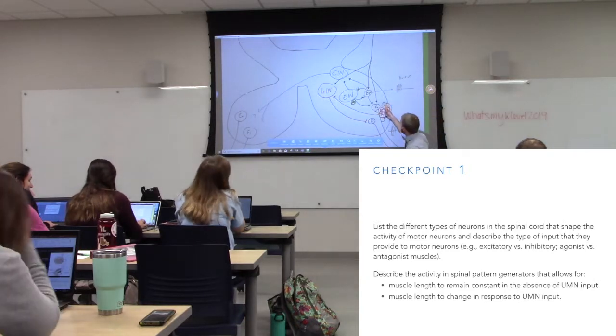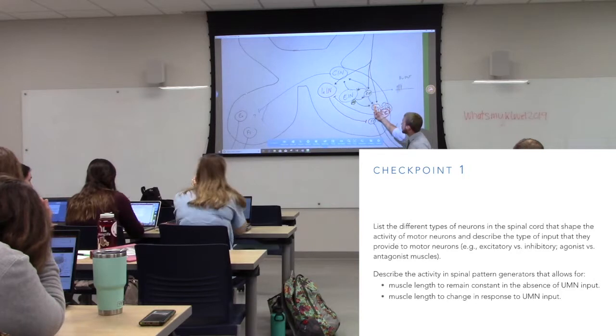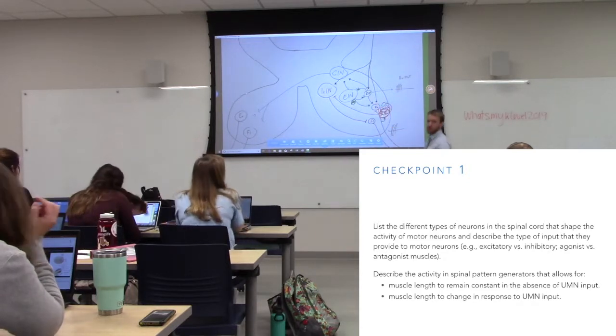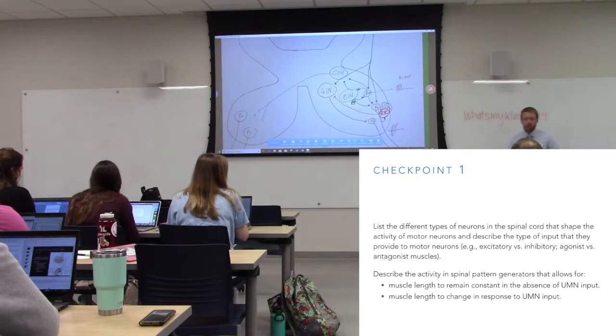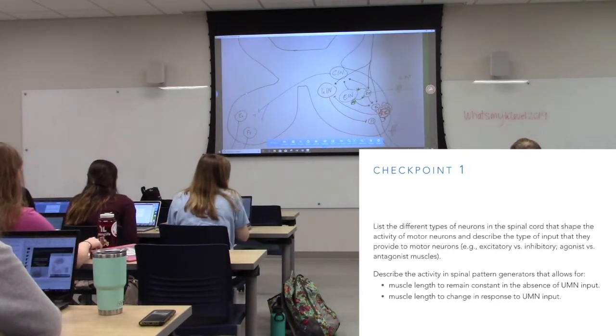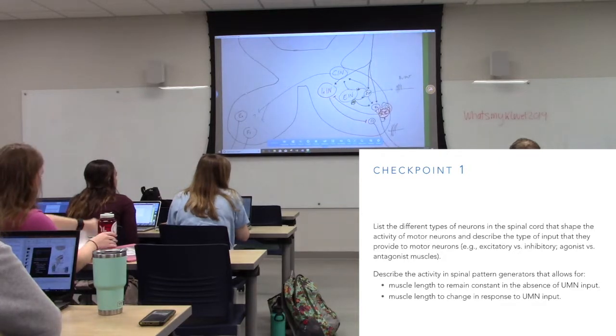So by dumping glycine in this local area, that allows the excitatory input to stand out just a bit more. So we have better signal to noise. That noise would be inappropriate motor neuron activity. So we filter that out by just providing widespread inhibition.